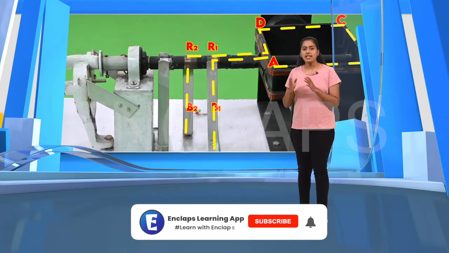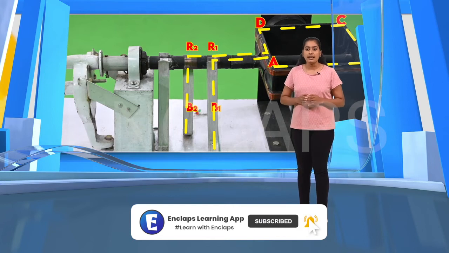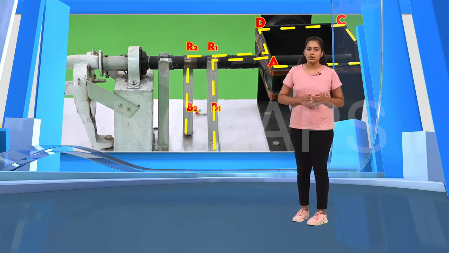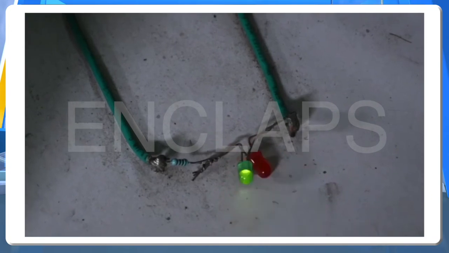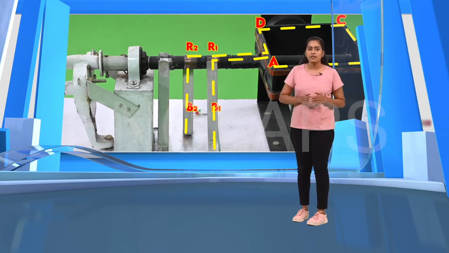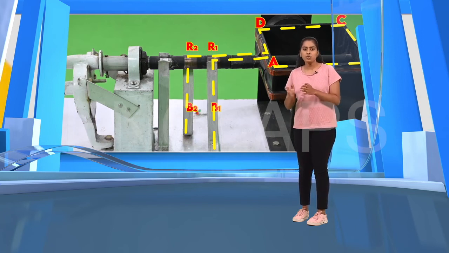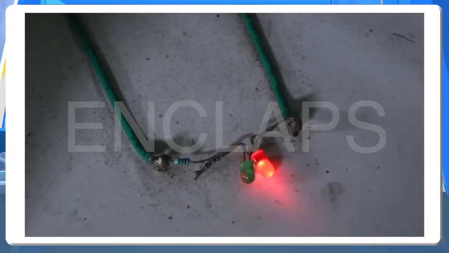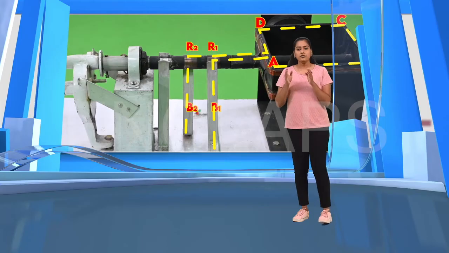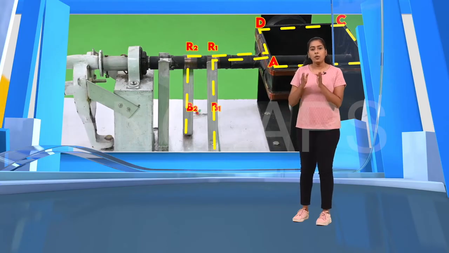Here, in the first half of rotation of the armature coil, that is from 0 degree to 180 degree, current was flowing from B1 to B2. This direction is considered as positive direction. But in the second half, that is from 180 degree to 360 degree, current was flowing from B2 to B1. That is in the opposite direction. So, it is called a negative direction. One full cycle consists of one positive half cycle and one negative half cycle.